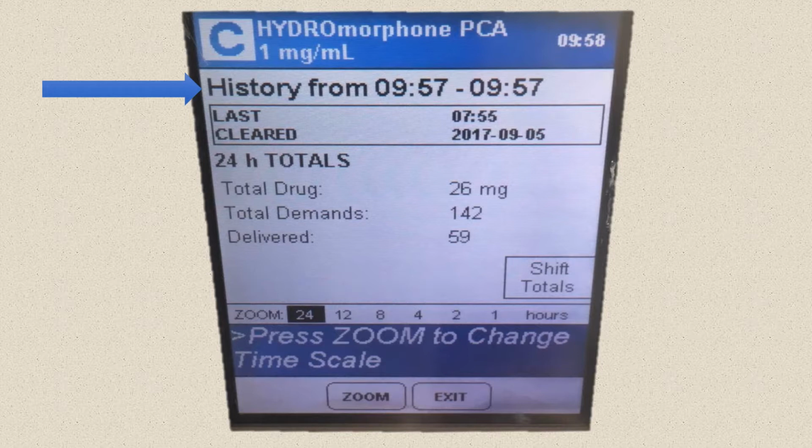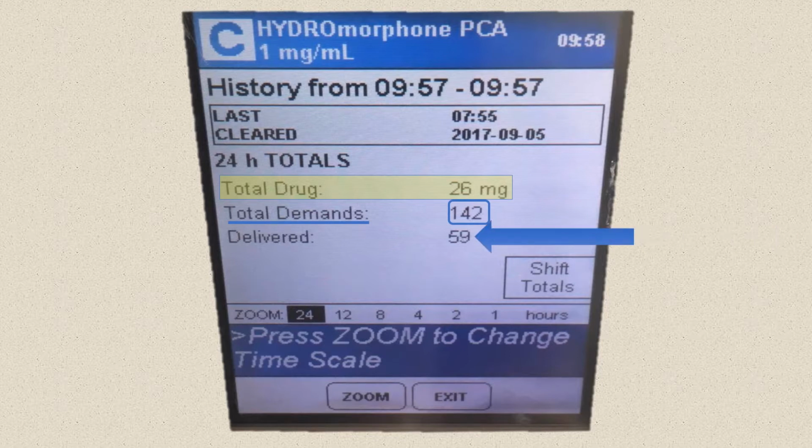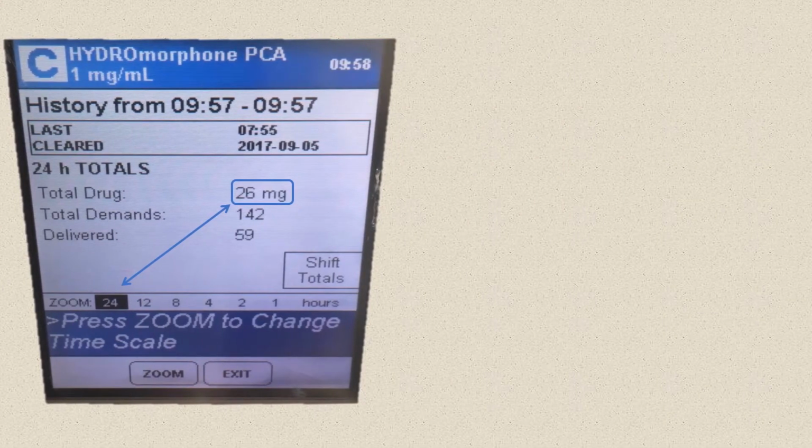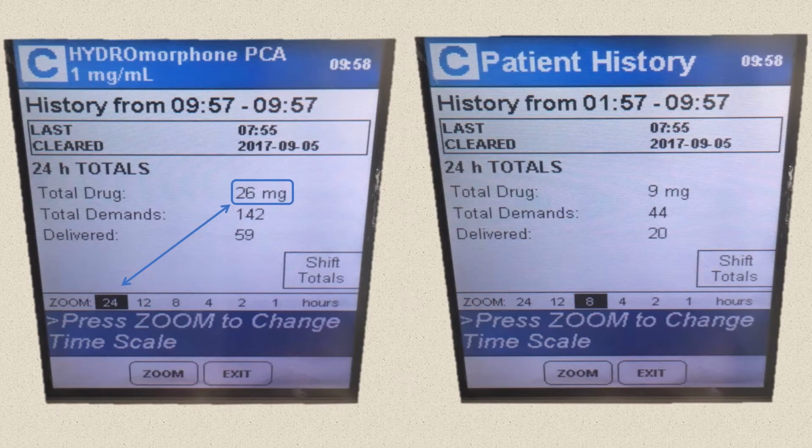Okay, back to our example here. We see the patient used 26 milligrams in the last 24 hours. Push the button 142 times, but only 59 of these were delivered, the rest being in a lockout period. As just stated, over the last 24 hours, the patient received 26 milligrams. And if you recall from the 8-hour time period screen, they used 9 milligrams in the prior 8 hours.